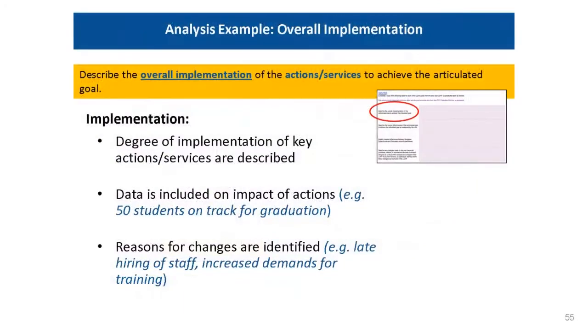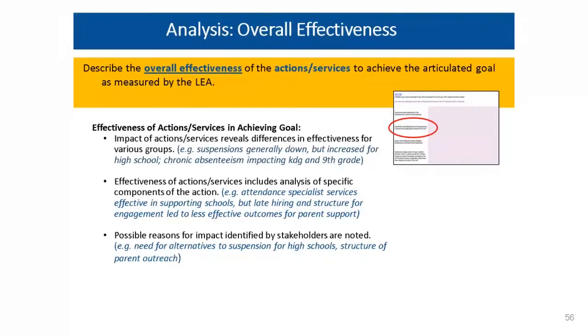The analysis section begins with a description of the overall implementation of the actions and services included in the goal. Next is a review of the overall effectiveness of actions and services supporting each goal. This might address the impact on different groups of students, variances in effectiveness of different components of a particular action, and possible reasons for the effectiveness or lack of effectiveness of various actions.